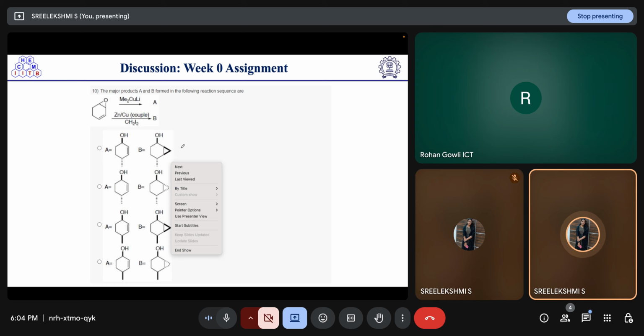So now this is the last question of the week zero assignment. Major products A and B in the following reaction. So this compound we are treating with this dimethyl copper lithium and then this zinc copper couple. So what can form?